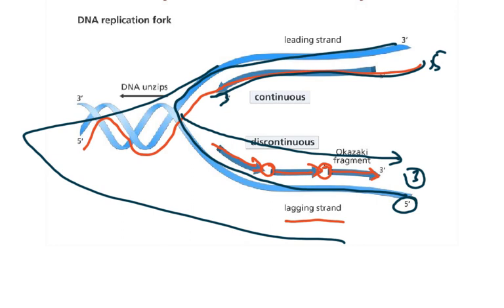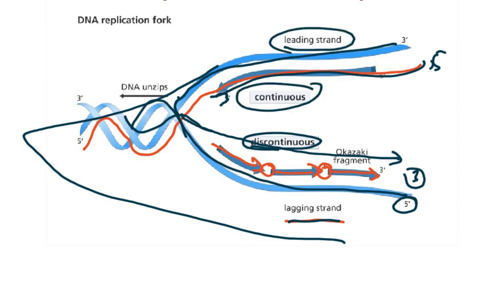But this direction cannot be continuous because as this unzips, then this has to continue. So this one has to open up. You've got to understand that the DNA double helix has to keep on opening a little and a little, and this continuous DNA replication has to occur. So you must understand that the Okazaki fragments are in the lagging strand, which is discontinuous, and the leading strand is continuous.